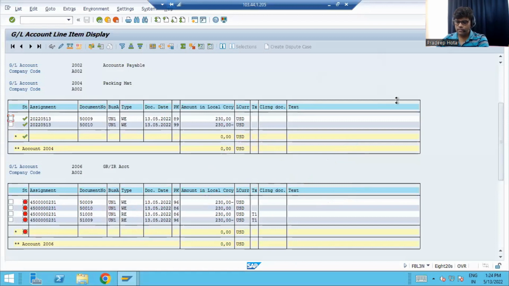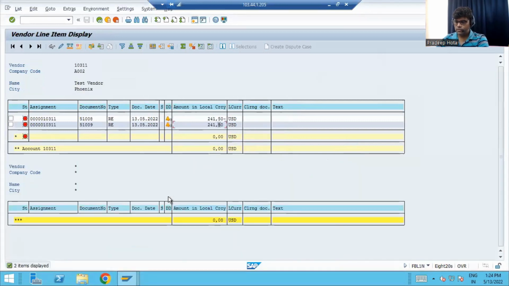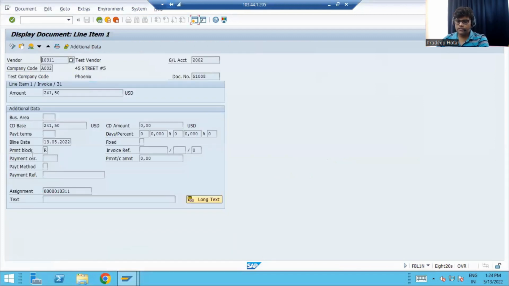If you check your vendor line item, although we cancelled it, you can see the vendor credit entry was initially with payment block R. That means it is pending from the invoice GR point of view. So it is possible, and in this process there is absolutely no error. So this would be your answer.